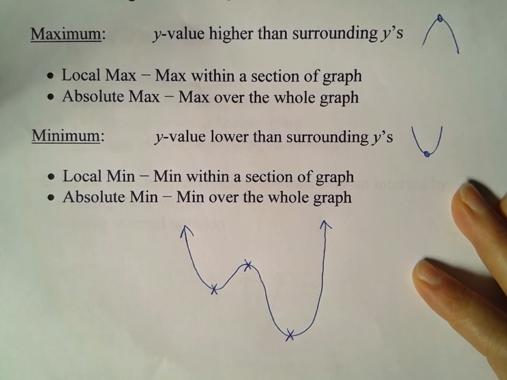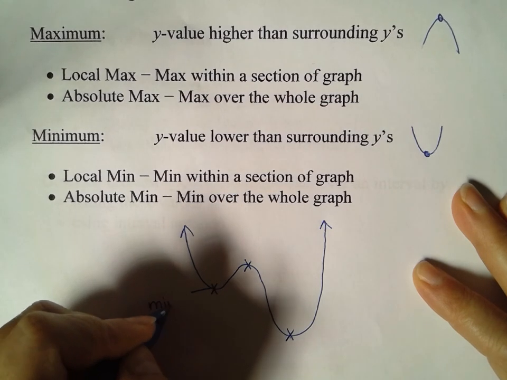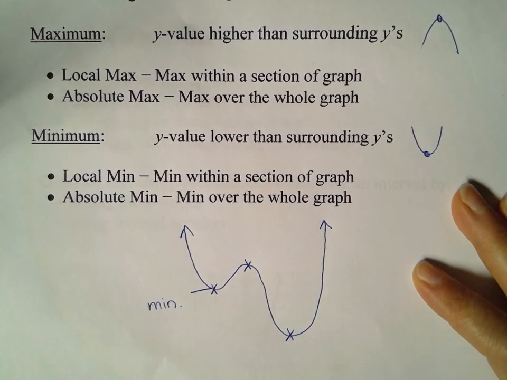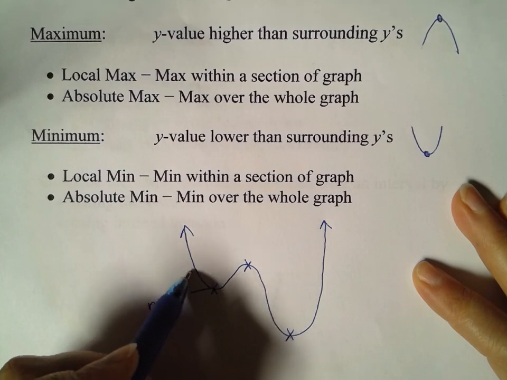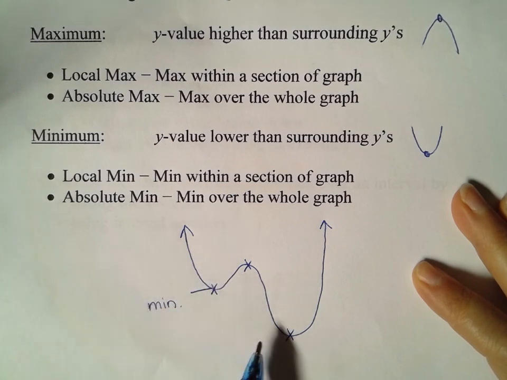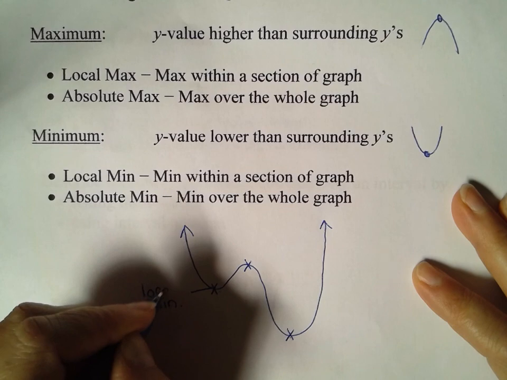So let's take a second and classify these. Let's start with this one. First of all, is this a maximum or minimum? Hopefully that's obvious for you. This is a minimum. And then the question becomes, is this a local minimum or an absolute minimum? It's a minimum because it's a low point in this valley here on the graph. However, on the right hand side, there are points that are lower than this point. It is not the lowest point on the graph. For that reason, it is a local minimum.